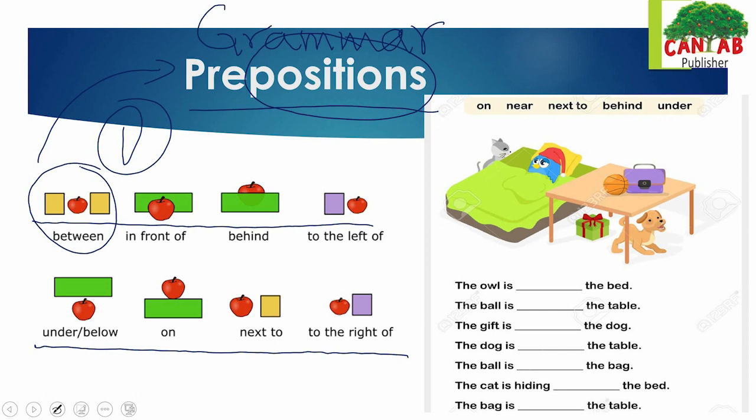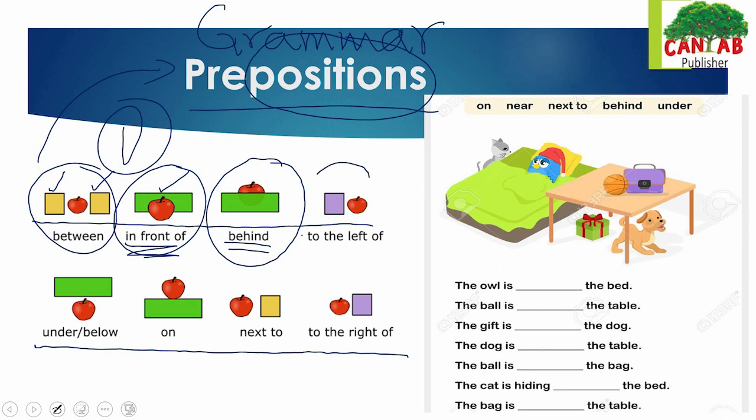Inside this circle, the apple is between two squares, two yellow squares. In this circle, the apple is in front of the green rectangle. In this circle, the apple is behind the green rectangle. Now the apple has moved to the left of the purple box or square. Now the apple has moved under or below the green rectangle.